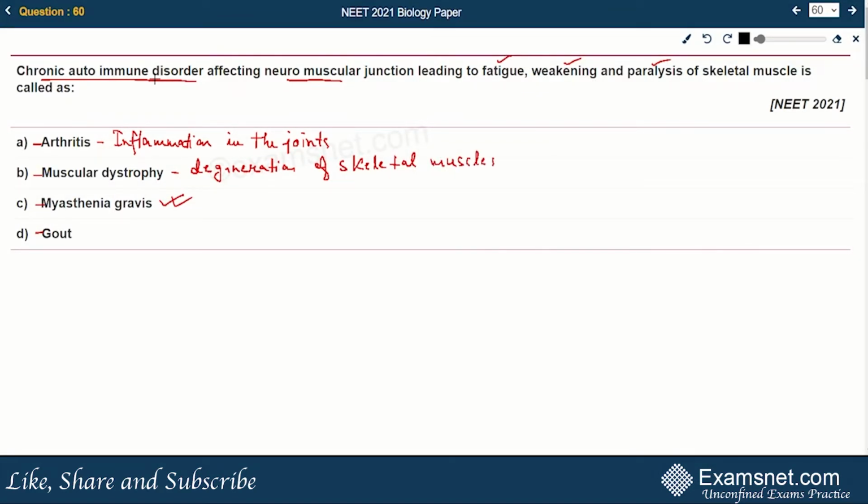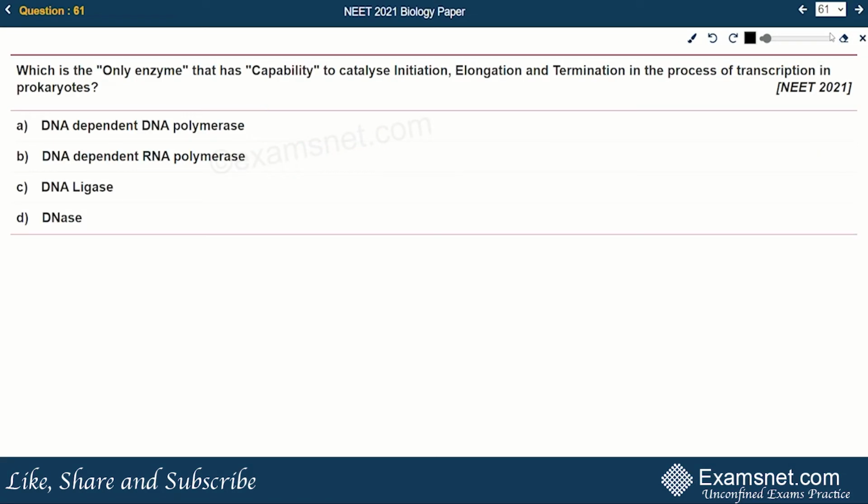And the last option was gout. What is gout? It is a disease which is caused due to deposition of uric acid crystals in joints and leads to their inflammation. Okay, hope you understood this.